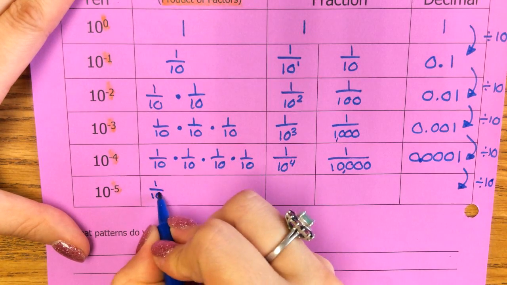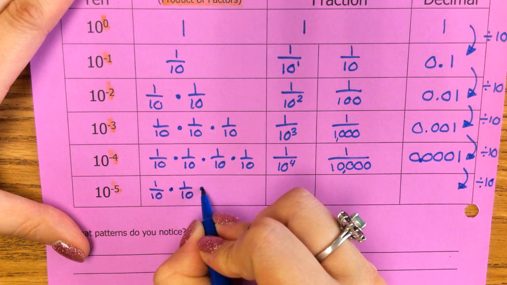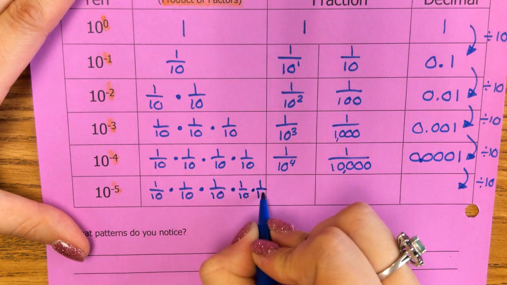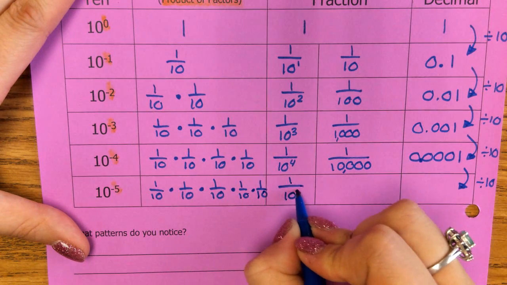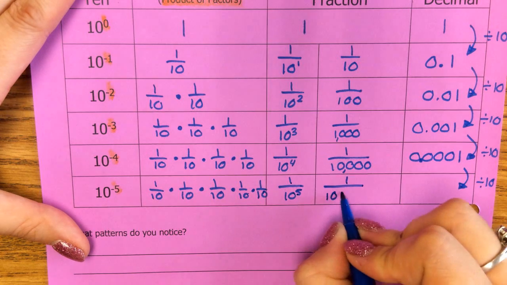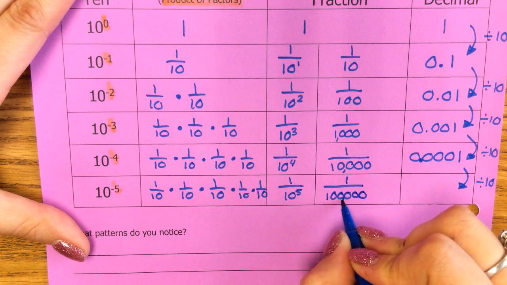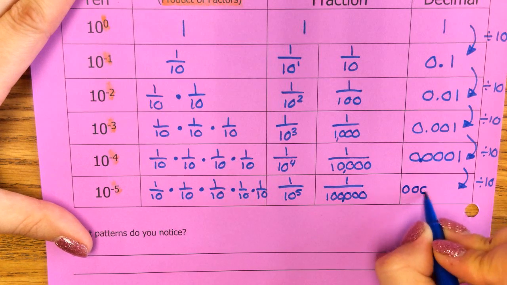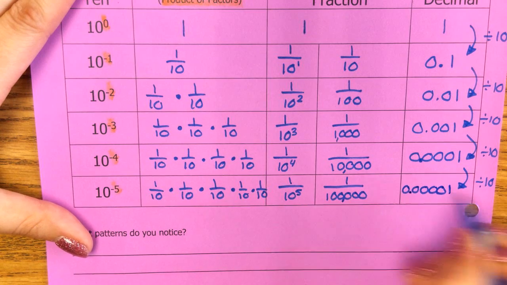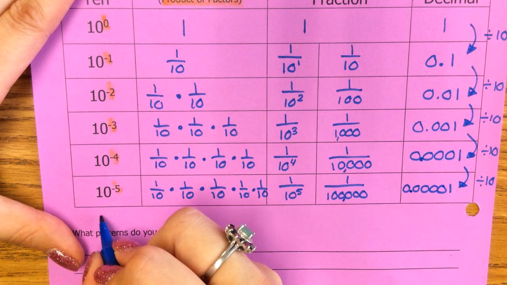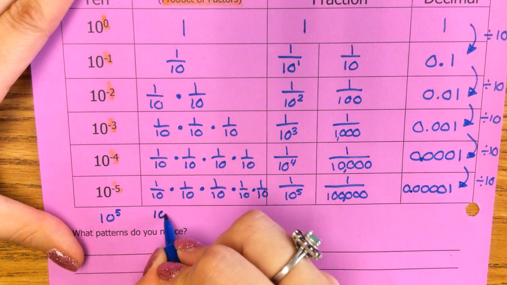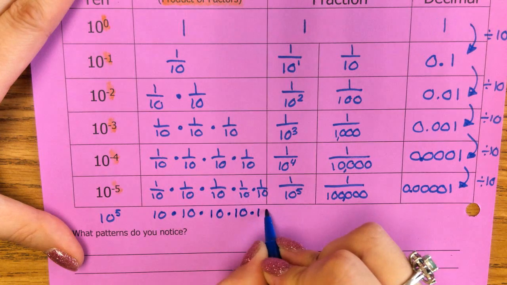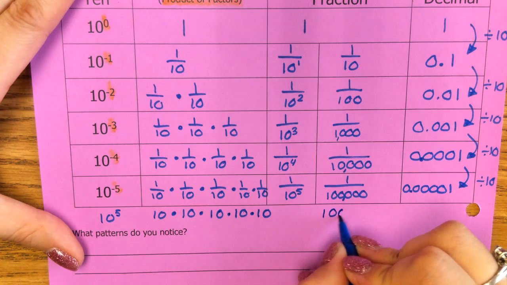Now I need 5. 1 over 10 to the 5th, 1 over 100,000, and 100,000th. So 1, 2, 3, 4, 5, 1, and there's my decimal. So I'm going to write 10 to the 5th here, just so you can see how it compares. This is just information that we did on the front. And I said this was 100,000.